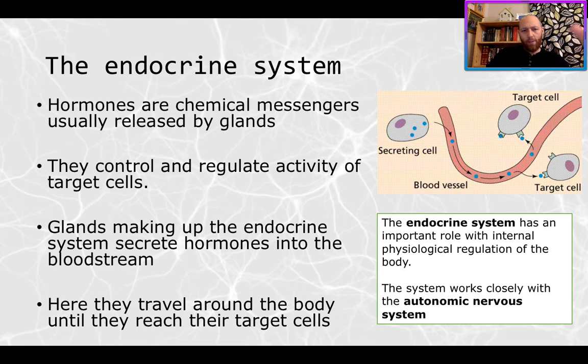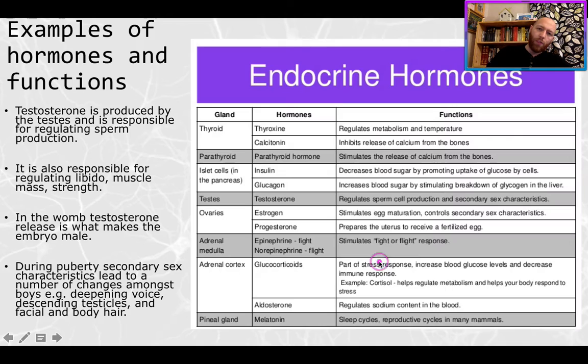The endocrine system. Hormones are chemical messengers, and these are released by glands. The endocrine system is made up of glands. These hormones control and regulate activity of target cells. The glands that make up the endocrine system secrete hormones directly into the bloodstream, where they go everywhere the blood goes. Here they travel around the body. When they find their target cell, they can then bind to that cell and have some effect on that cell's activity. The endocrine system has an important role in internal regulation of our physiological system, and it works closely with the autonomic system.